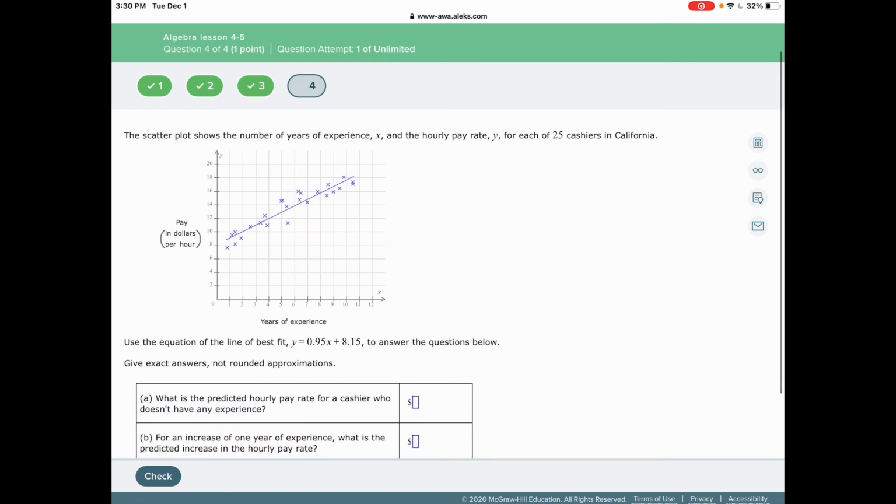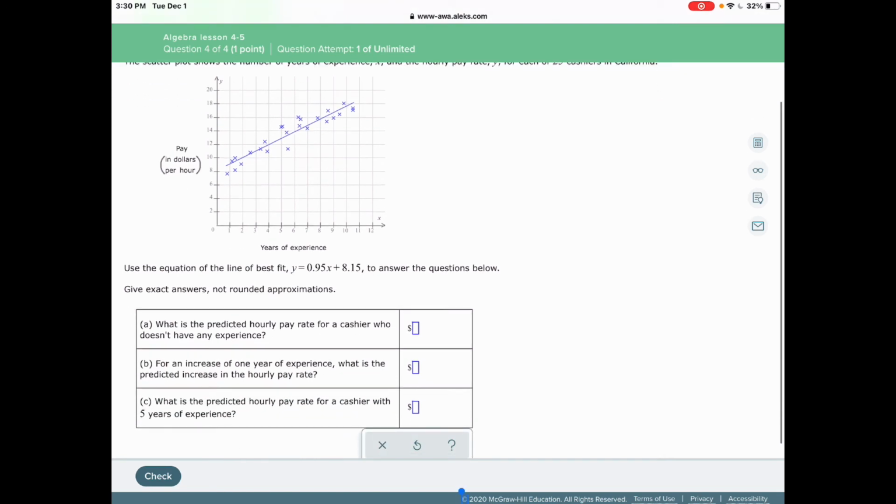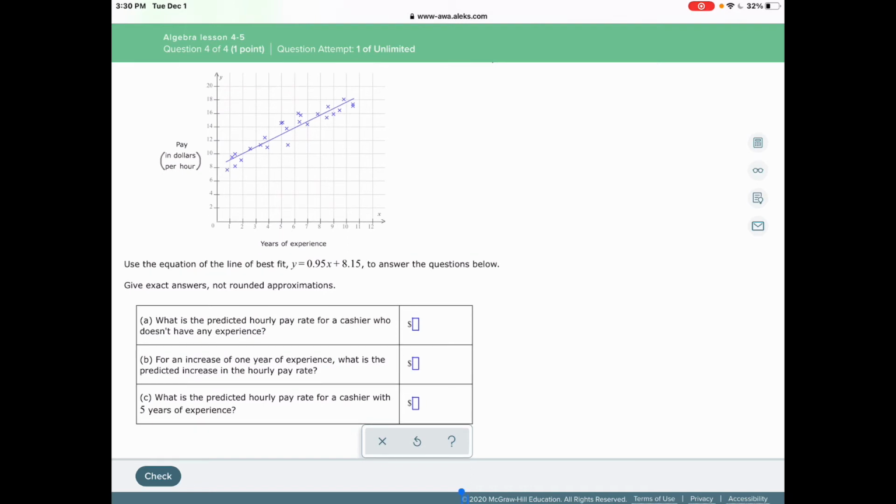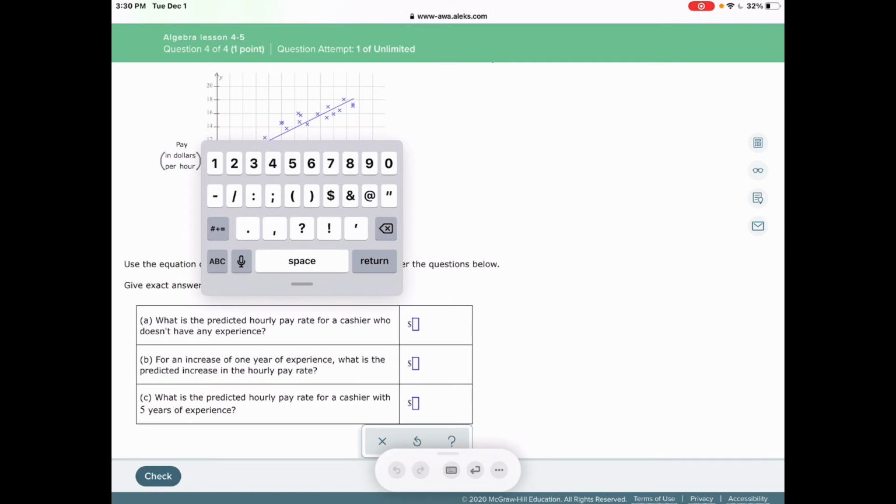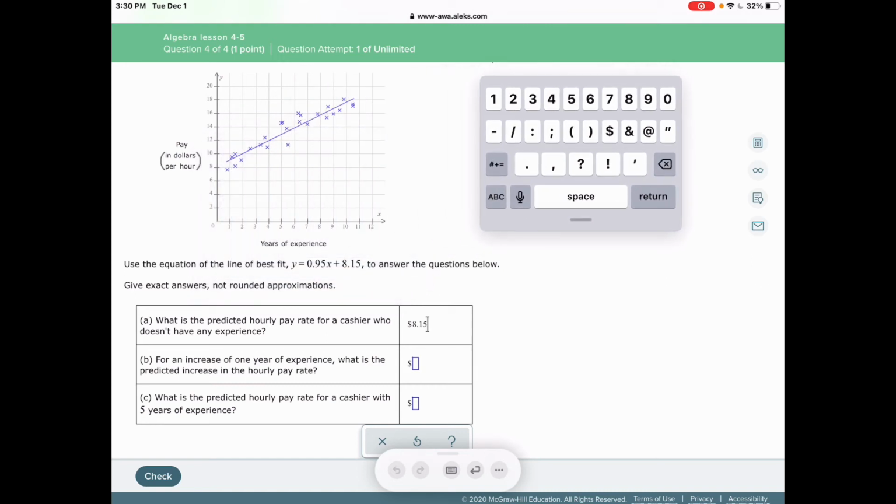What is the predicted hourly pay rate for a cashier who doesn't have any experience? Okay, so doesn't have any experience is 0. And at 0, remember, we have a y-intercept there. And so you can always look for the b number, y equals mx plus b. And 8.15 would be what we start at. 8.15 is our starting amount. That's when we have no experience.